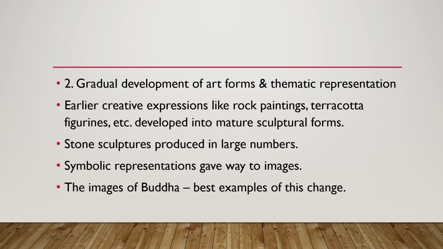There was gradual development of art forms and thematic representation. For example, the earlier creative expressions like rock paintings, terracotta figurines, etc., developed into mature sculptural forms. Stone sculptures were being produced in large numbers in this period, and the symbolic representations ultimately gave way to images, and the images of the Buddha are the best examples of this change.